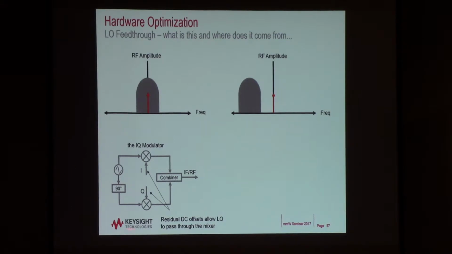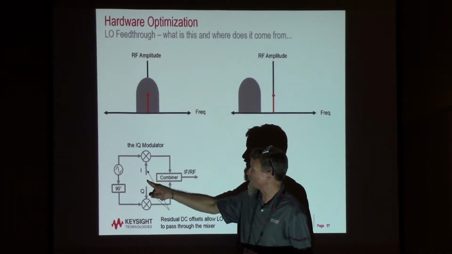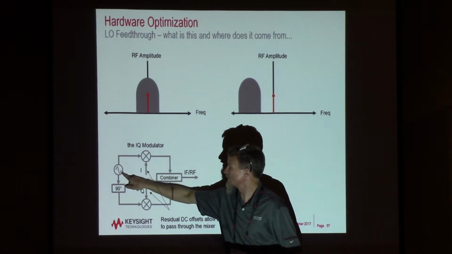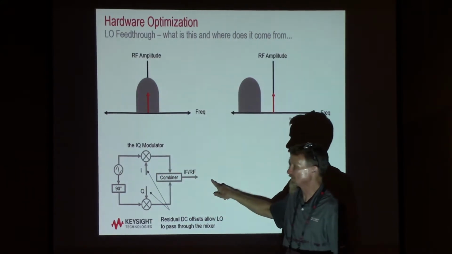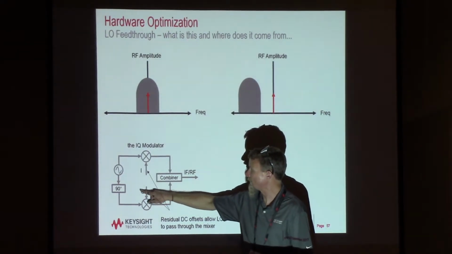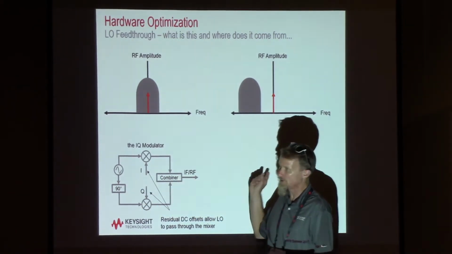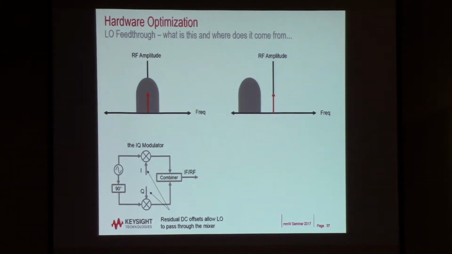Here's a quick look at the IQ modulator itself. This is what an IQ modulator looks like, and you can think of it as a variable attenuator with the ability to shift the phase by up to 180 degrees. Your I and Q signals go here, and if I had DC here, my local oscillator would come through here, and I'd see a CW signal out here. If there was a DC offset on Q, it would allow a 90-degree phase shifted version of the LO to arrive at the combiner, and you would also see that at the output. That's what causes the LO feed-through.